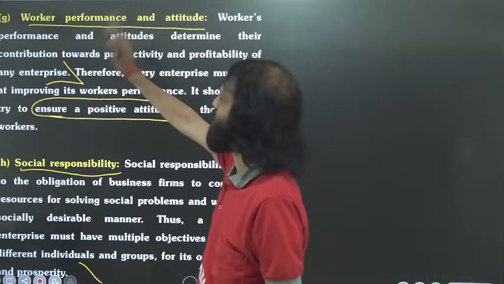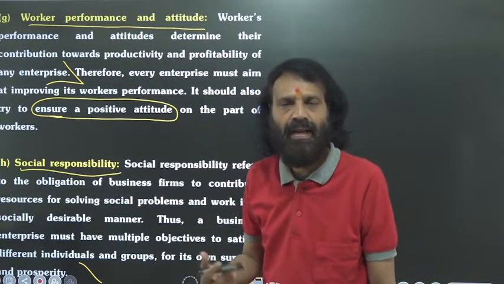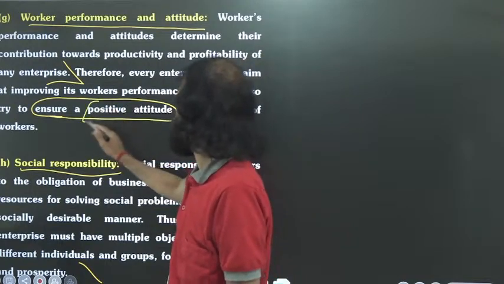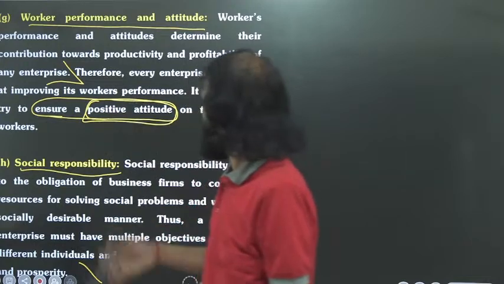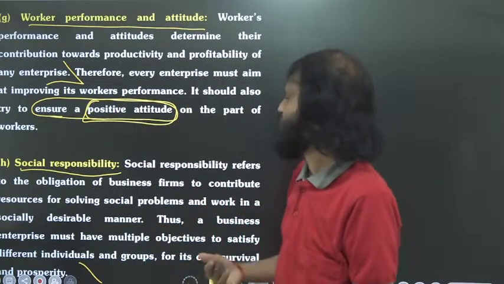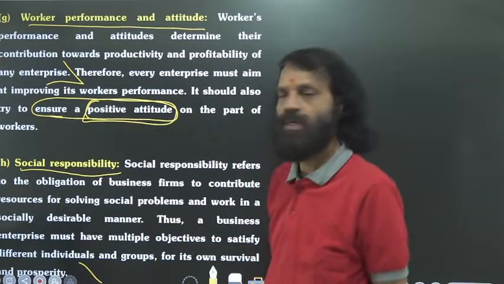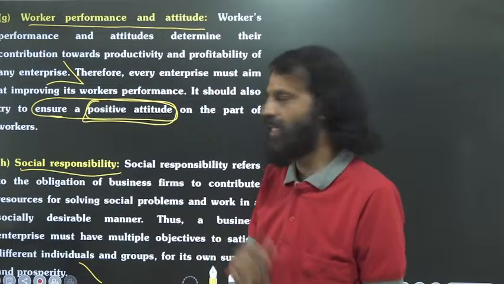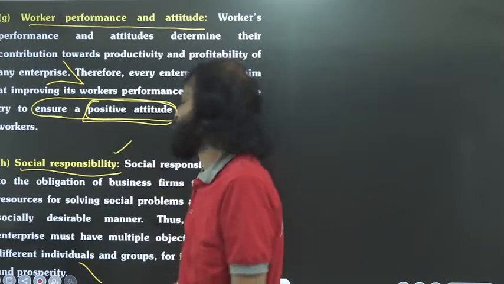Here we studied two points. One is that workers' performance and attitude must be improved. They must always have a positive attitude. All this can be inculcated only when the organization gives them better education or training. That is why many organizations are providing internal classes and training to them. Another one is social responsibility.